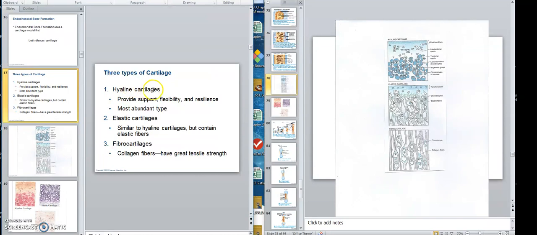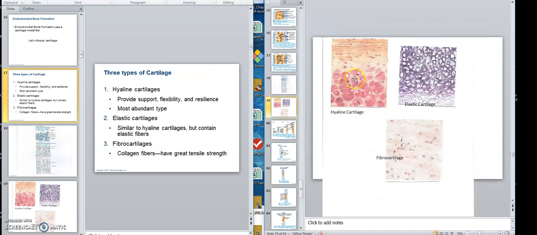Hyaline cartilage is a real smooth and creamy looking cartilage. Okay, that's hyaline cartilage. Elastic cartilage has a lot of elastic fibers. An example would be what's on your ear. You know how you can flip the ear back, and that's elastic cartilage. Fibrocartilage would be on your nose. You see, it's tougher.